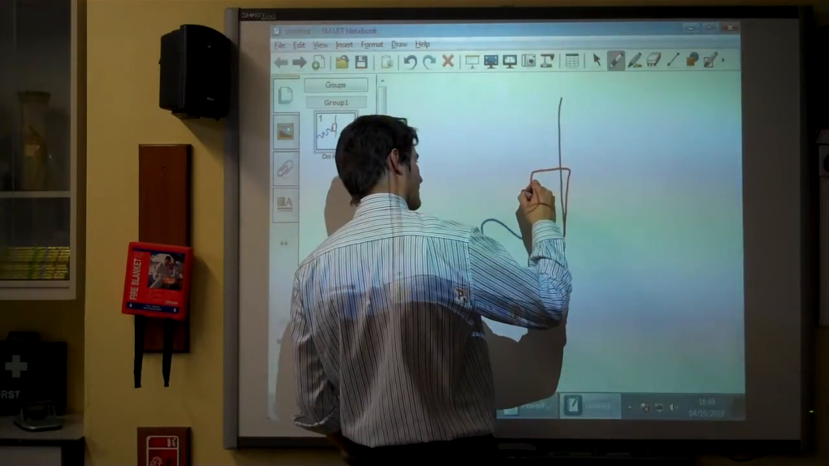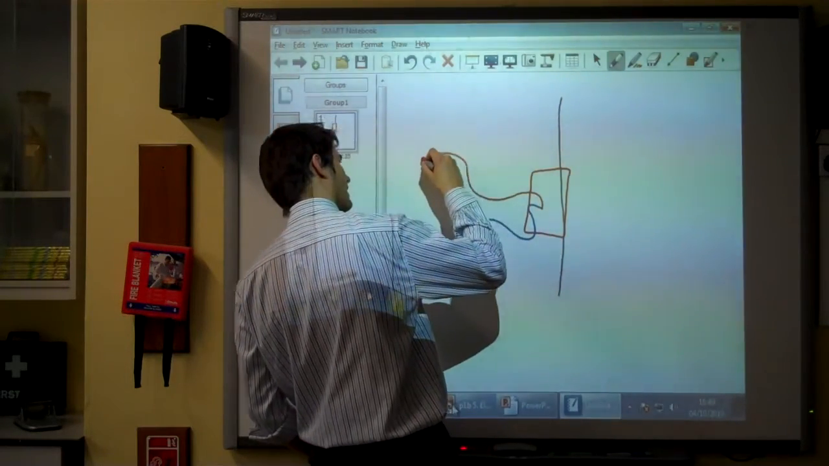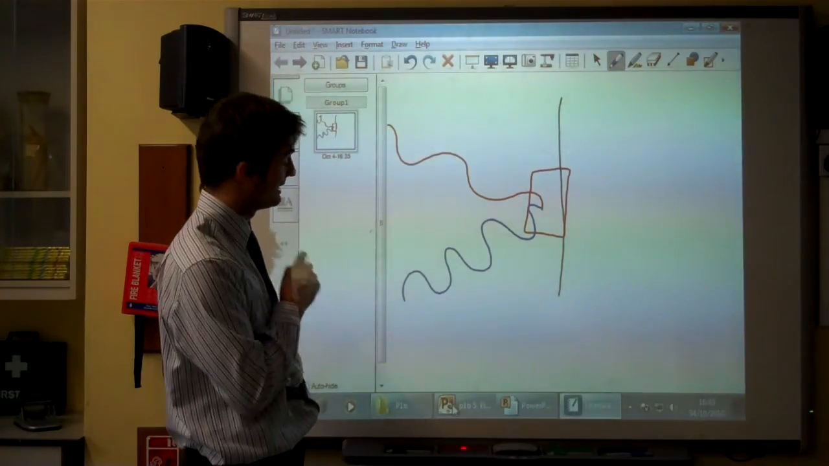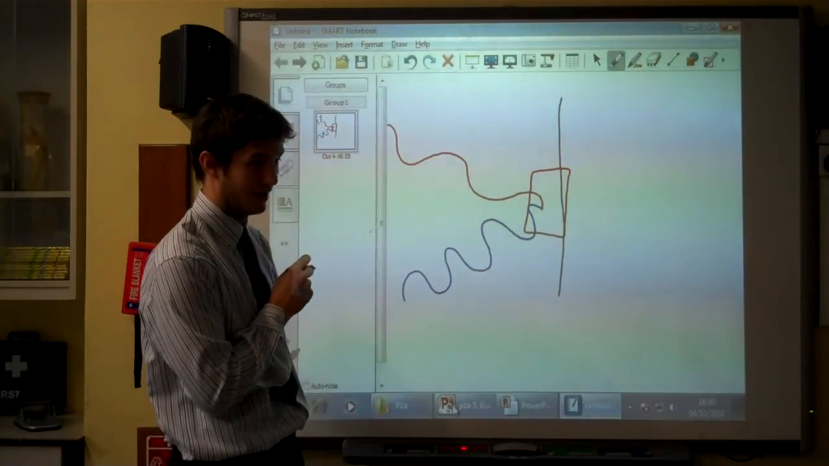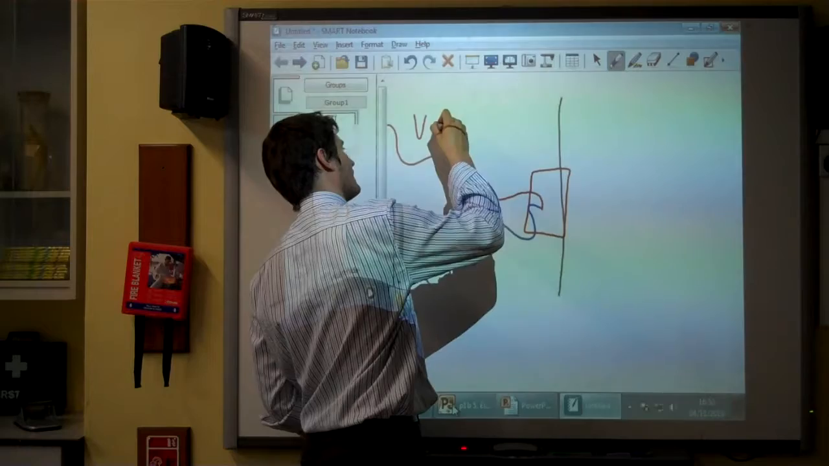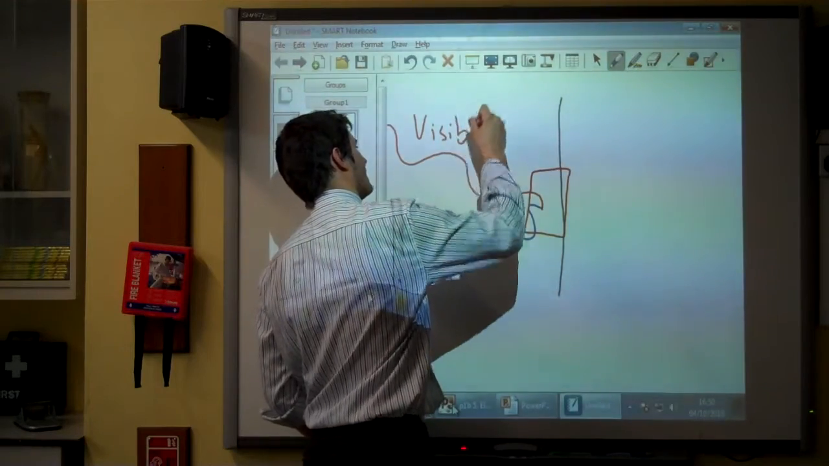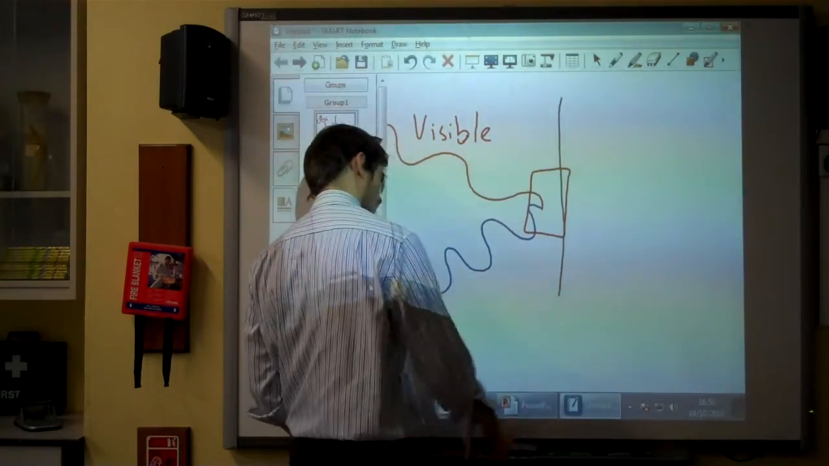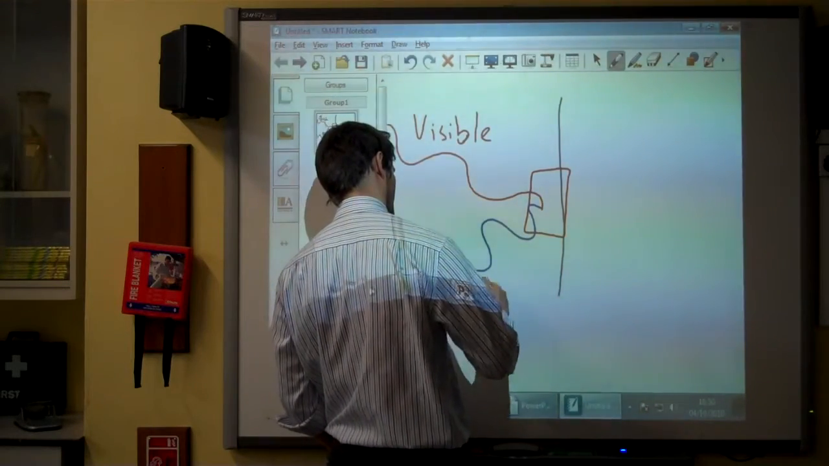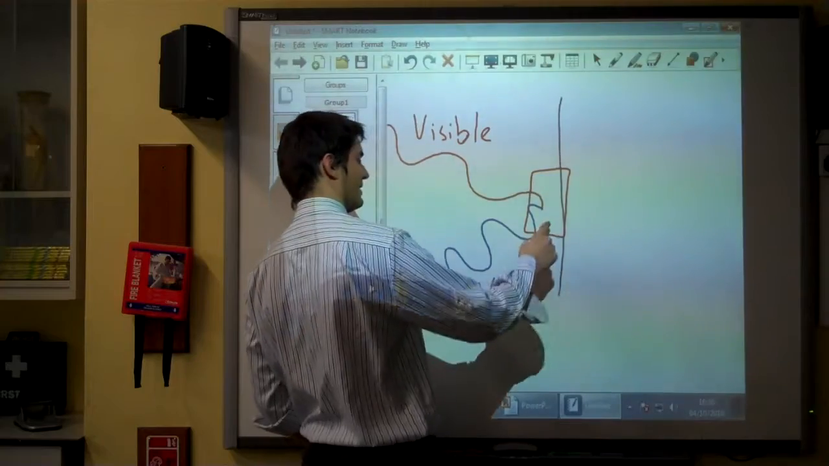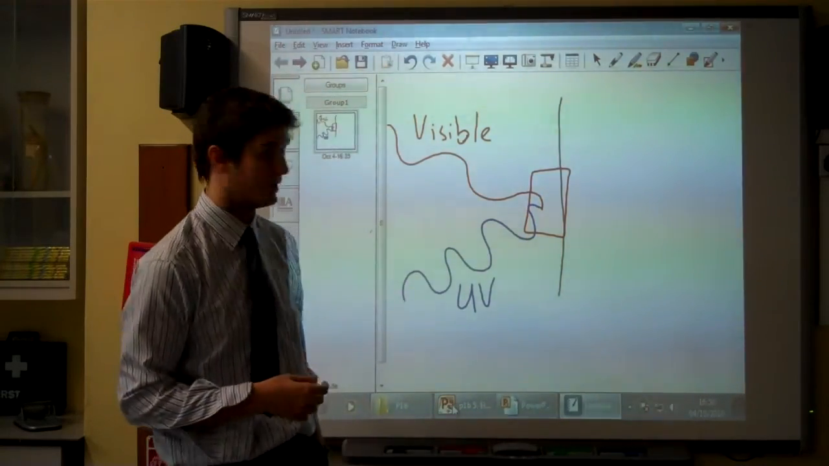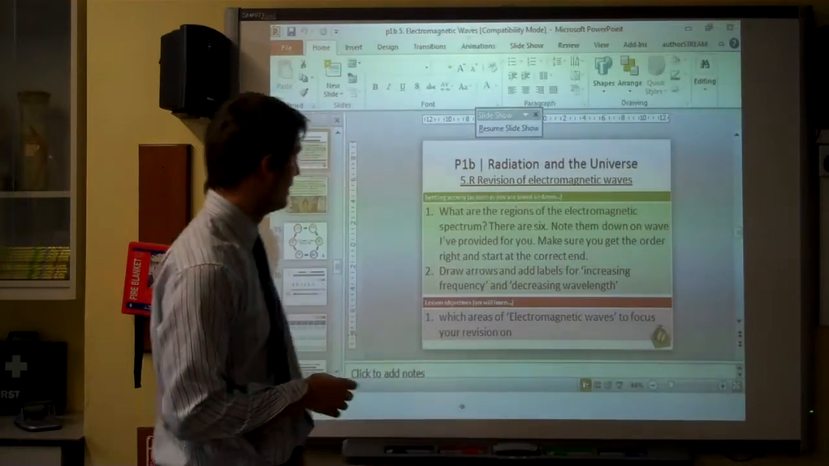So the frequency decreases because it's lost energy. The wavelength increases, and this is visible. So it emits visible light. So this is the UV. UV goes in, loses energy, emits visible. Okay, so that's how the security pen works.